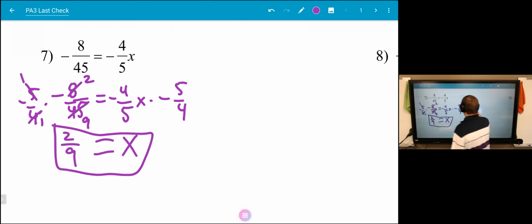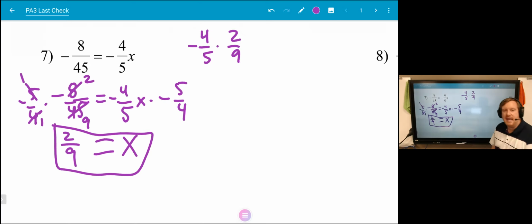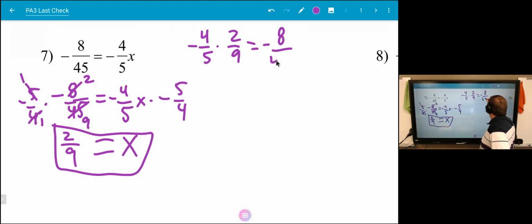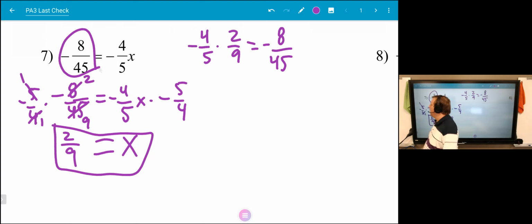Mr. Brayman, how do I check my work? Great question. You guys get on the ball. Let's do this. Negative 4/5 times 2/9. Let's see if this works out. Well, a negative times a positive is a negative. I can't do any cross simplification. So 4 times 2 on top is 8. 5 times 9 on bottom is 45. I got negative 8/45. Is that what we were trying to get? Sure was. There we go.